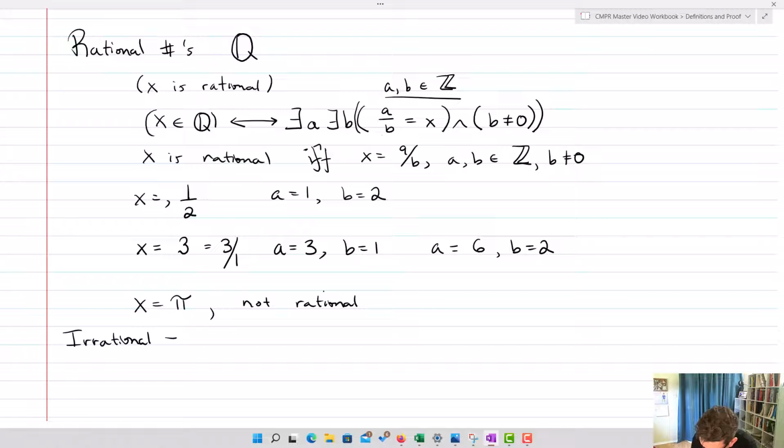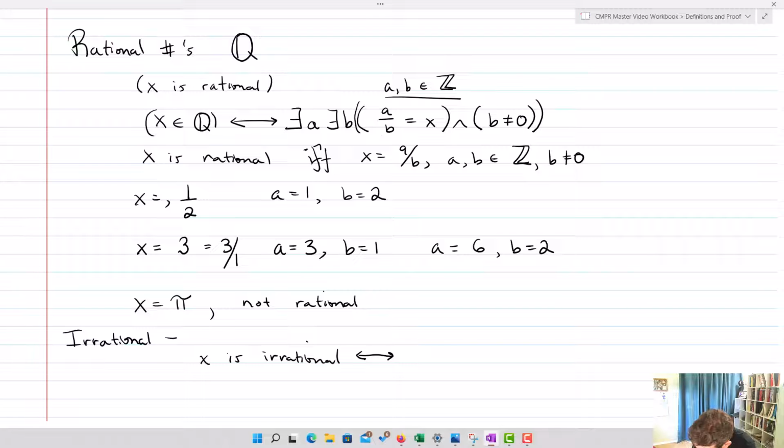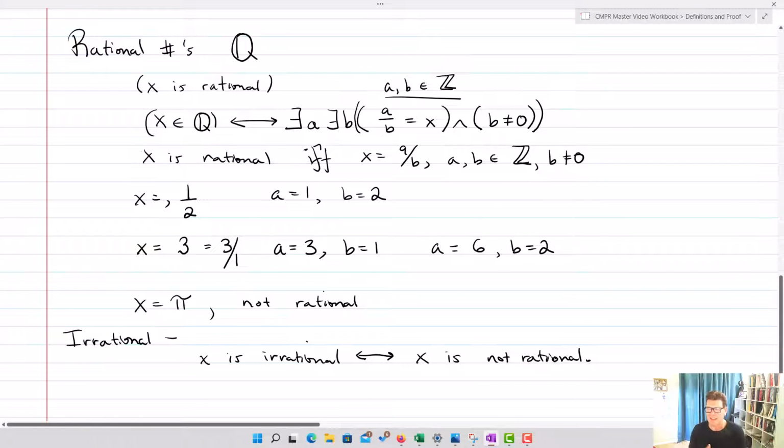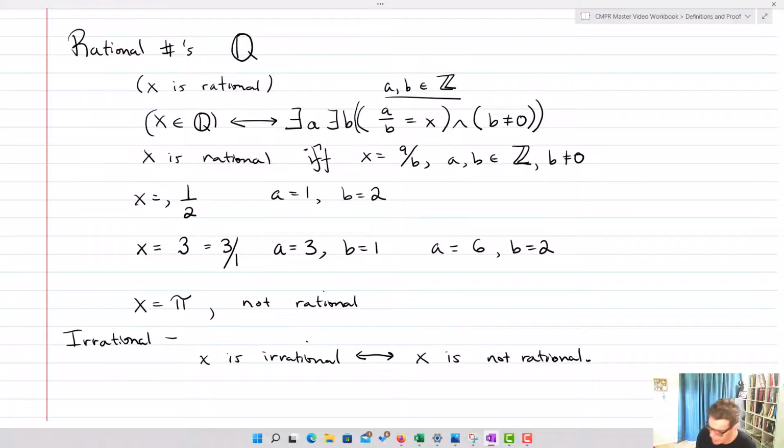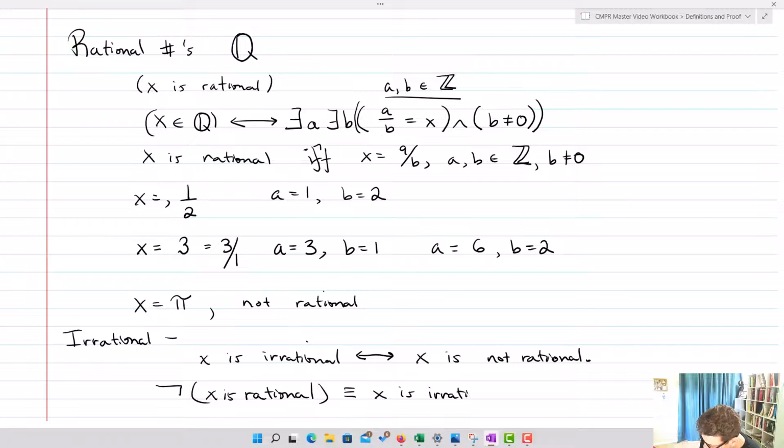A number x is irrational if and only if x is not rational. So if you wanted to prove, for example, that pi is in fact irrational, what do you do? You actually have to show that pi is not rational. So again, from a logical perspective, x is rational is going to be the opposite of x is irrational. It either is or it is not, and these two are in fact opposites.